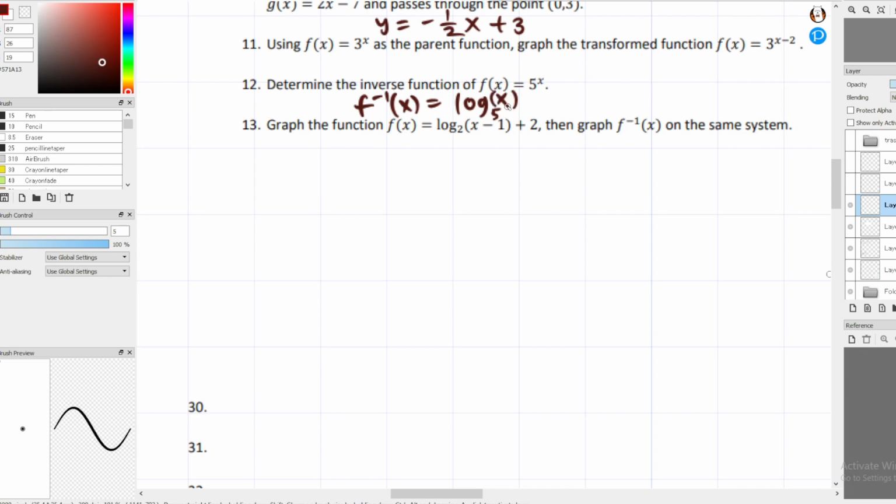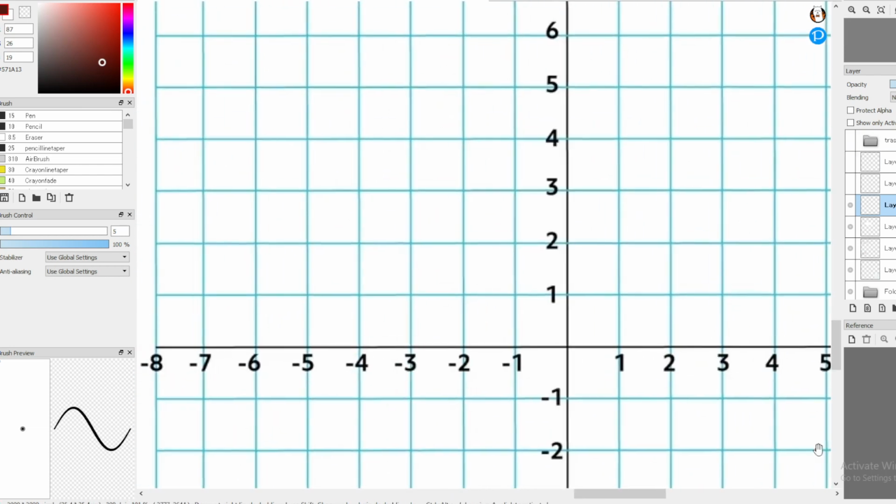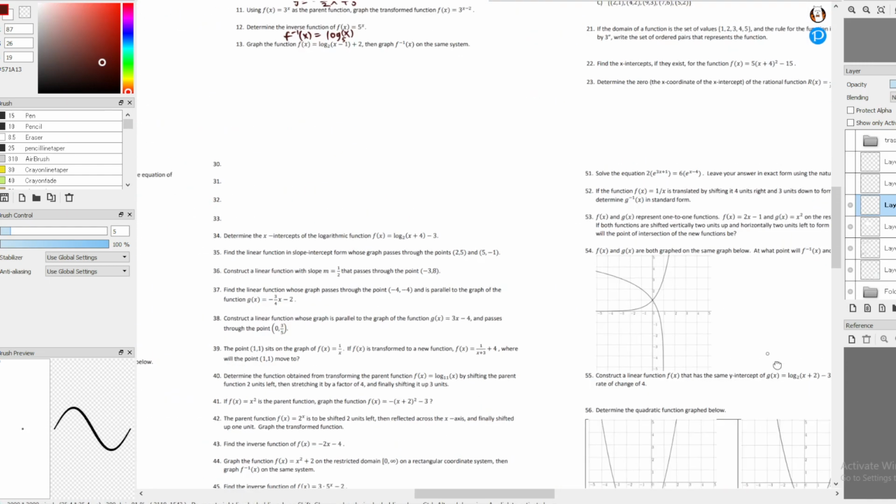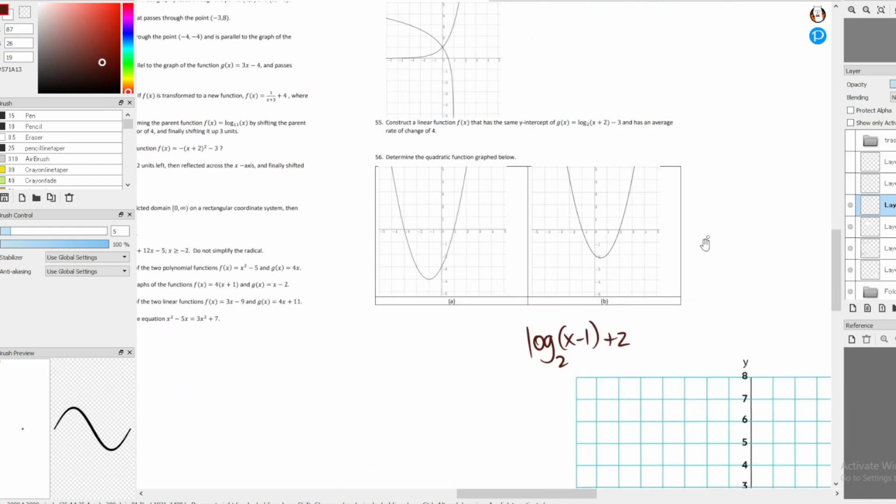13 is asking us to graph the function f of x equals log base 2 of x minus 1, plus 2, and then graph the inverse on the same system. So let's go down here. Log base 2 of x minus 1 plus 2. Okay, log. And then I feel scared sometimes that I write it down wrong. Yeah, okay, there we go.